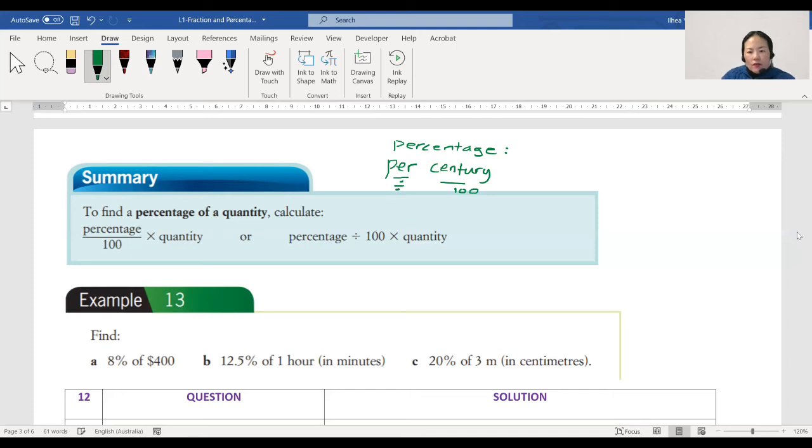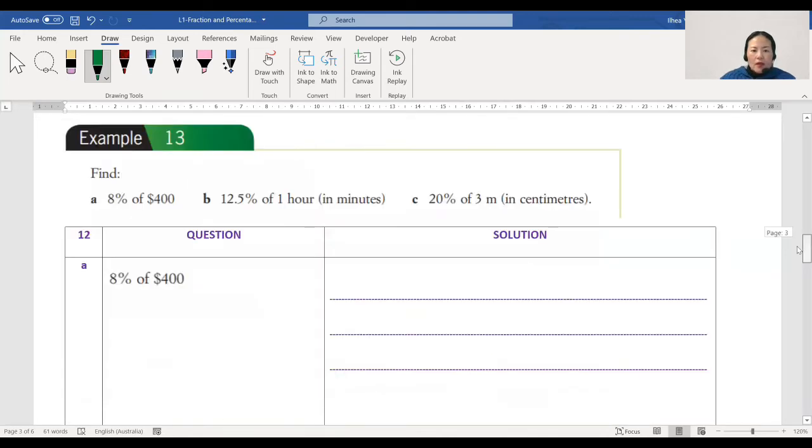So if you want to get rid of the percentage, per century, or even percent, like how many cents in a dollar, 100. So anything with a per something is divided by. Keep that in mind, we're going to use that. Okay, there are 3 parts in this example. I'm going to do them one by one, and remember to use the correct units for your answer. For the first one, we've got 8% of $400.